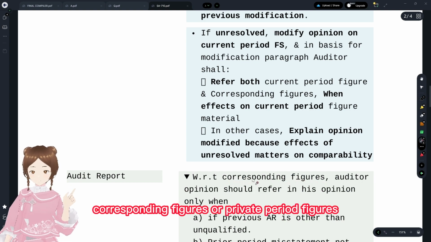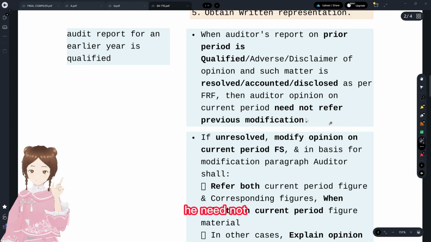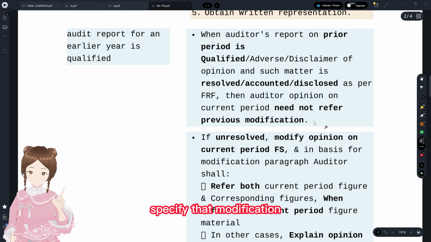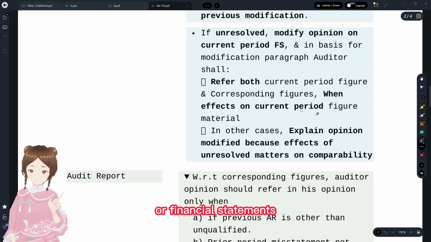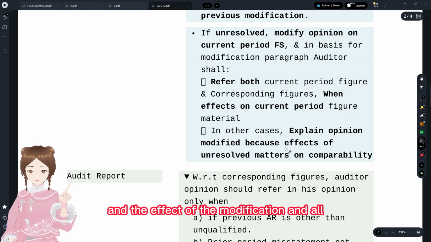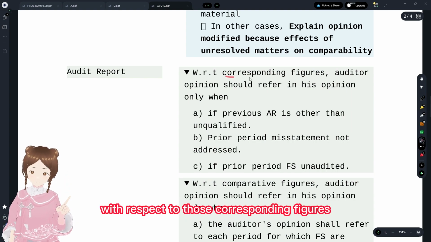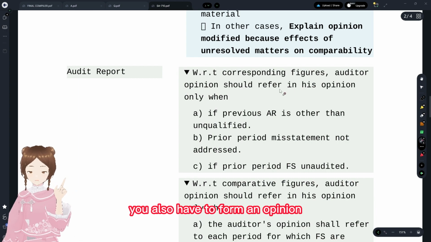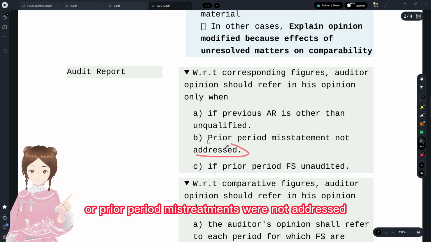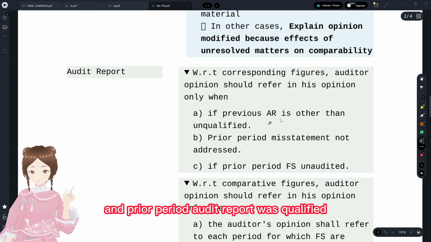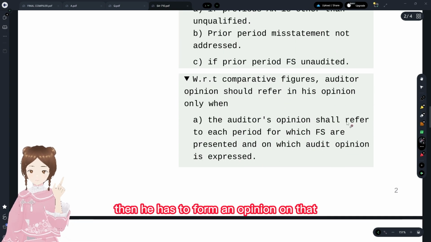Corresponding figures are prior period figures. And if at all they were audited and qualified, if they were resolved and accounted, he need not specify that modification. If they were unresolved, what he has to do? He has to refer to how it would impact the current year financial statements, and the effect of the modification and all. And in his audit report, with respect to the corresponding figures, he also has to form an opinion, because the prior period items were not audited, or prior period misstatements were not addressed, or the prior period audit report was qualified. Yes, it is not a clean report. Then he has to form an opinion on that.